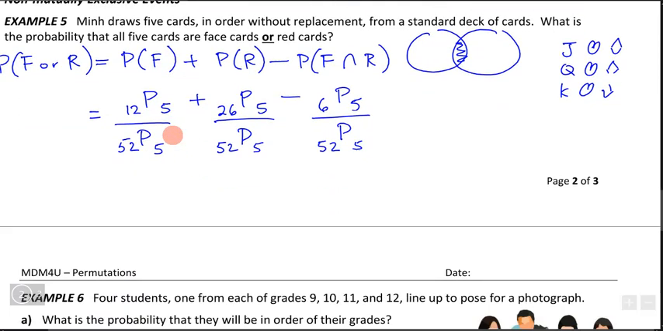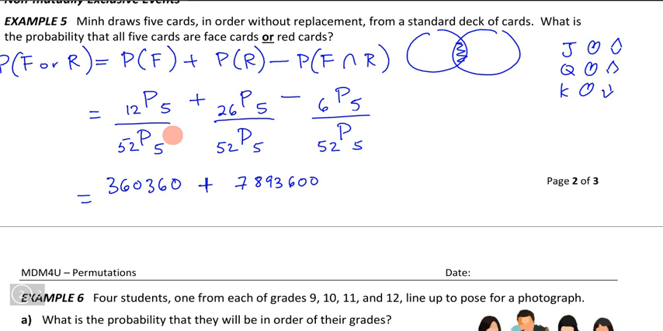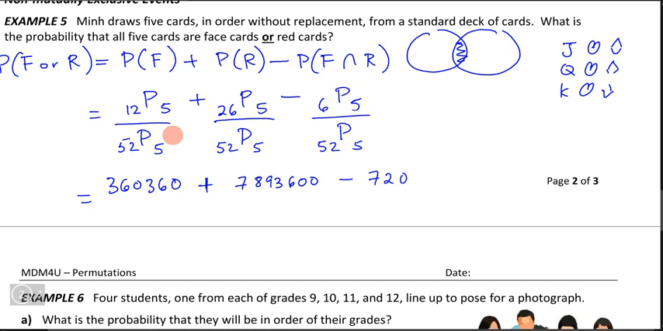Okay, so we have some fairly big numbers here. I'm just going to write them down. So 360 ways to arrange 5 cards from a set of face cards. There are 7,893,600 ways to arrange 5 cards from a set of 26 red cards, and I subtract 720 ways to arrange 5 cards from a set of 6 red face cards. And the total number of ways to arrange 5 cards from a deck of 52 is 311,875,200.